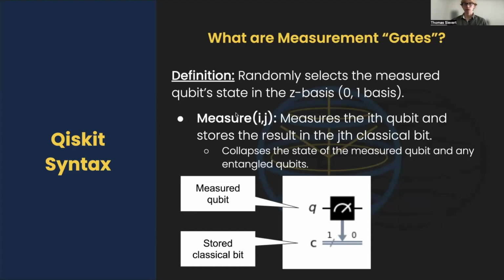Now, when we call measure, we have to call the measure method, and then we pass it two parameters. One is the qubit that we're measuring. That's the first parameter, the ith qubit, where the qubits are indexed in the same way that elements of a list are. So there's the 0th, then the first, then the second. It starts with 0. And then the jth classical bit, which is also indexed in a similar way to lists. So it starts with 0, and goes 0, 1, 2, etc. So you're just saying, I want to measure the ith qubit, and I want to store the thing that I measure in the jth classical bit. And this collapses the state of that measured qubit and any qubits that it's entangled to.